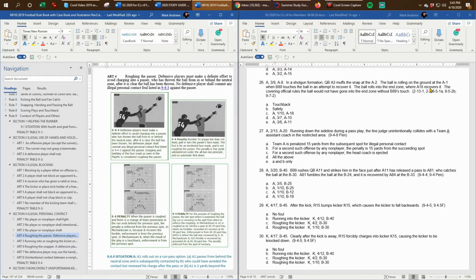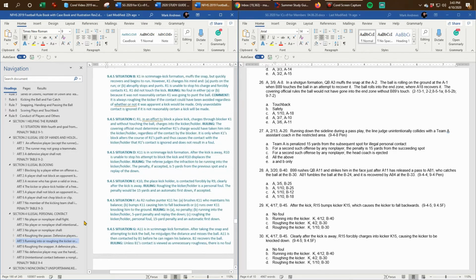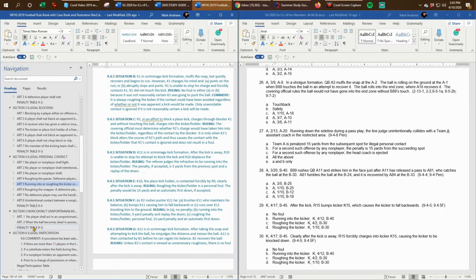So if this had been a face mask penalty during a loose ball play, we'd have to bring it back to the 40 and enforce it. But we're going to enforce from the 33, take it 15 yards, and it'll be A, 1st and 10 on the B18. Let me show you the penalty. Where's the penalty table?